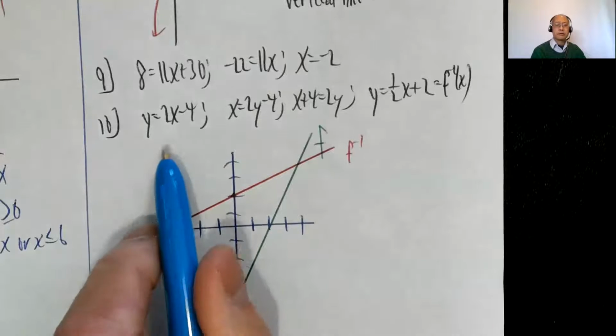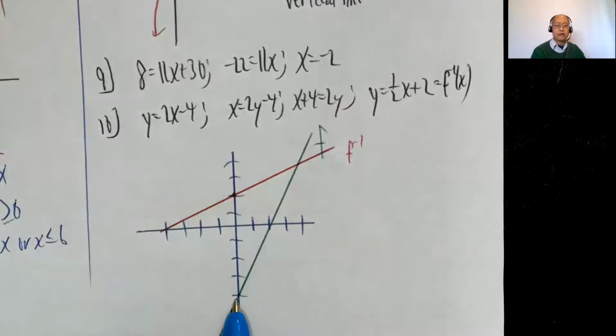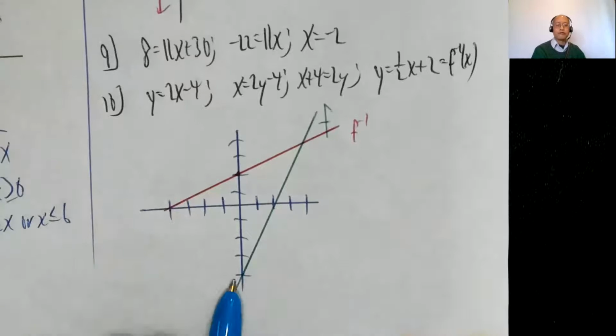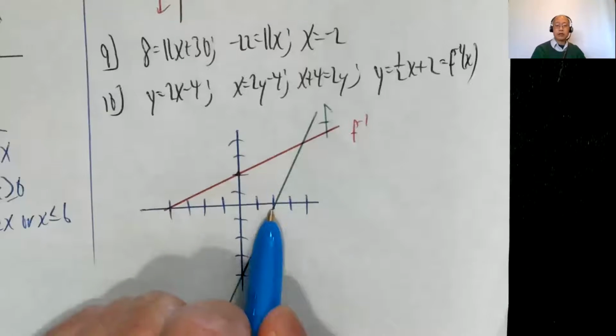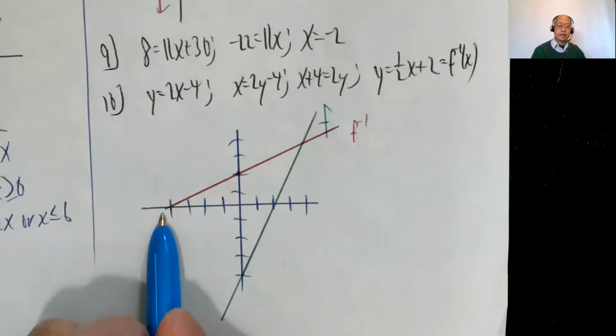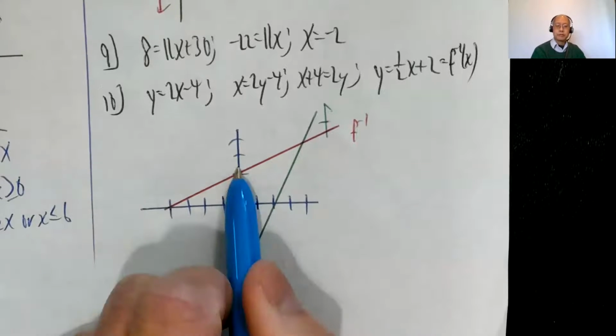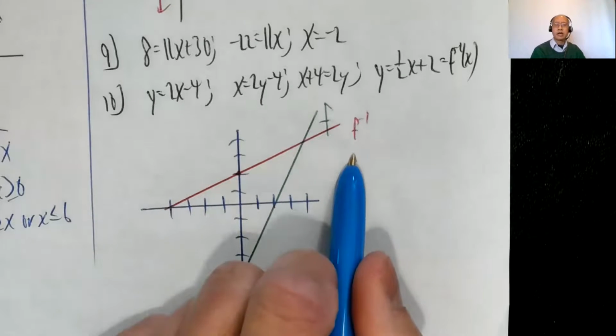Okay, so y equals 2x minus 4 has a b of negative 4 and a slope of 2. So the intercepts are 0, negative 4, and 2, 0. So here's f. Switch those x and y coordinates. So 0, negative 4 becomes negative 4, 0. 2, 0 becomes 0, 2. Connect them, and there's f inverse.